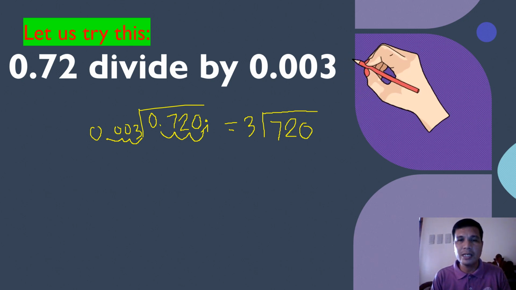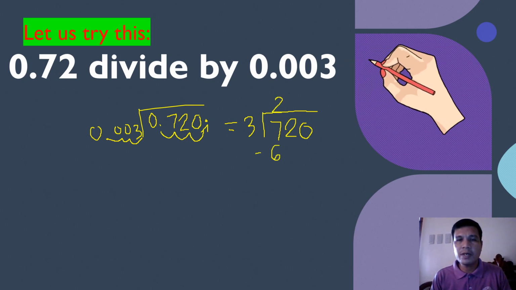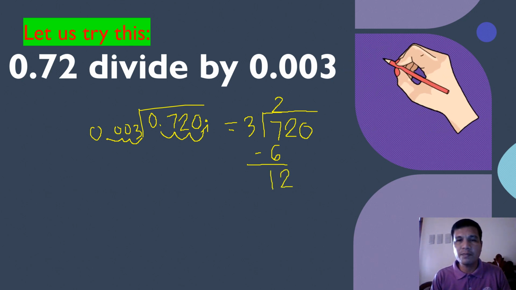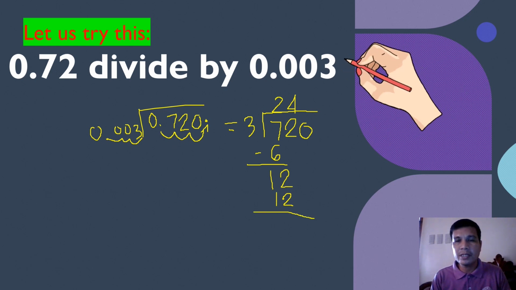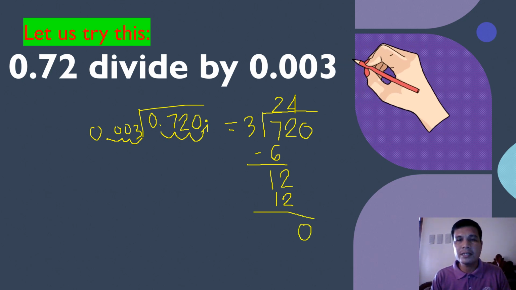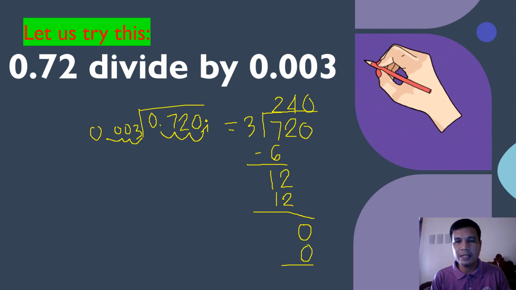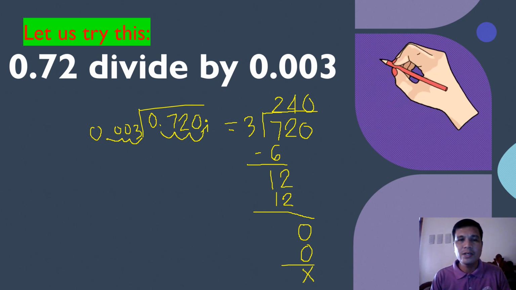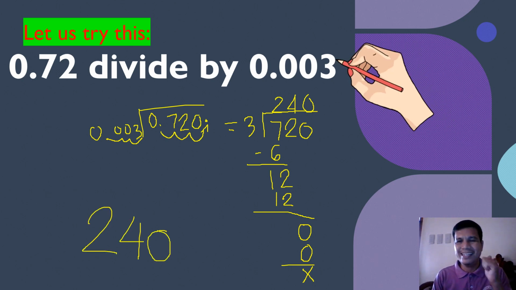7 divided by 3 is 2. 2 times 3 is 6. 7 minus 6 is 1. Bring down 2. 12 divided by 3 is 4. And 4 times 3 is 12. 12 minus 12 is 0. Meron pa. Bring down another 0 here. Then 0 divided by 3 is 0. And 0 times 3 is 0. Ayan. Kinakailangan lahat ng number sa dividend natin ay may katapat na sagot sa quotient natin. So, our final answer is 240. And that is correct.